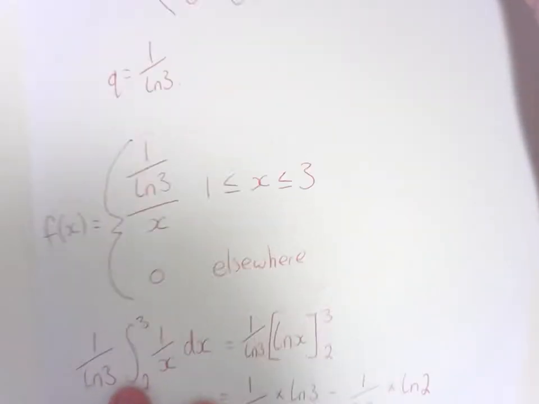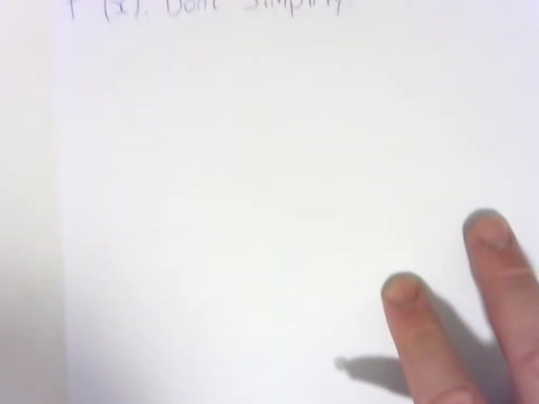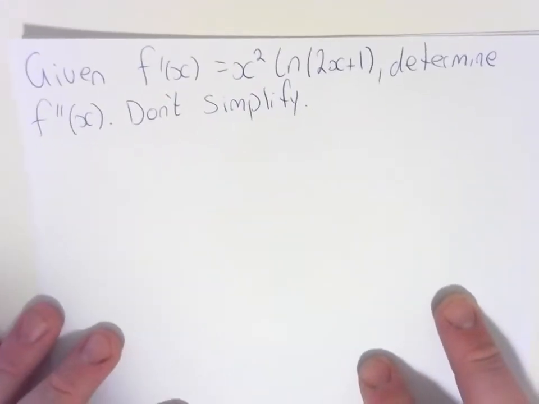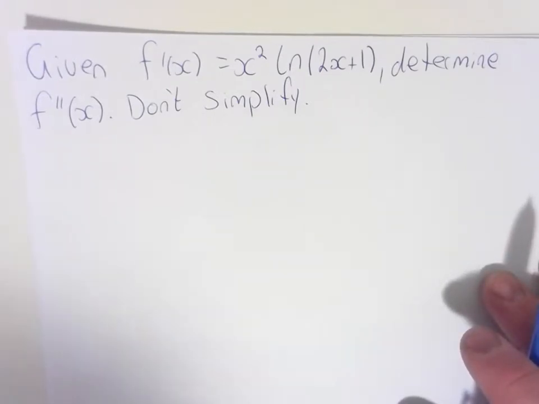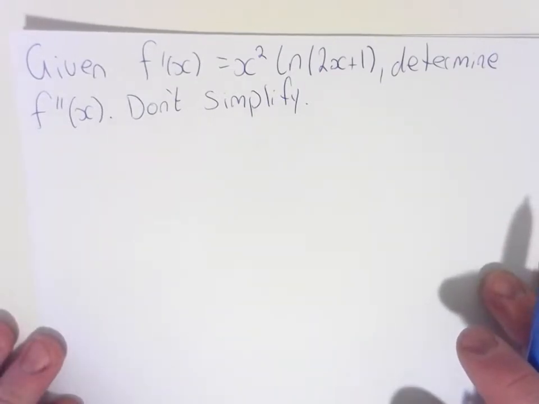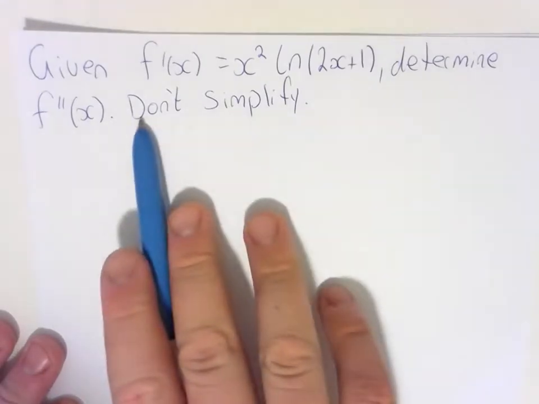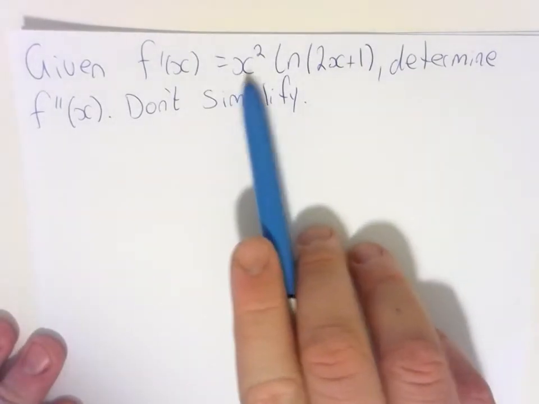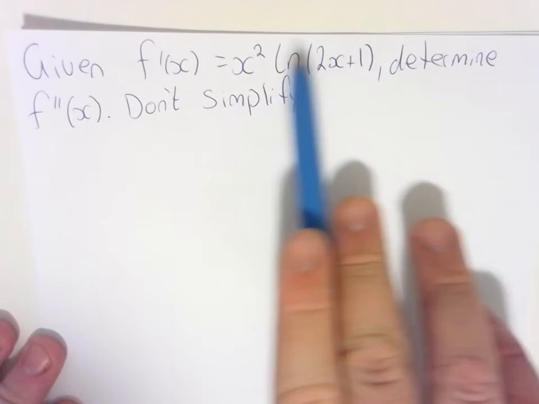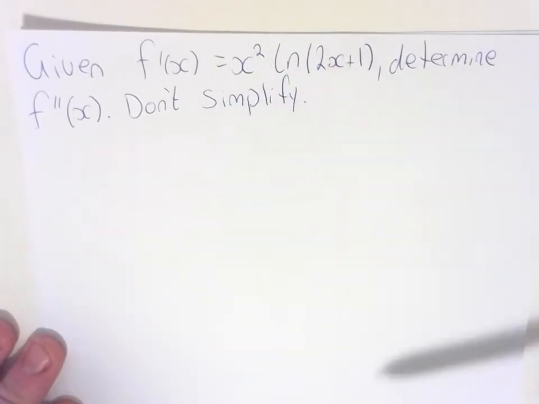Now the next question we're going to have a look at is, given that f prime of x equals x squared multiplied by the natural log of 2x plus 1, determine the second derivative, or f double prime of x. Now I guess the most important thing here, it says don't simplify. Alright, so this is a product rule question because we have two different functions, two separate things multiplied together, so we're going to use our product rule.